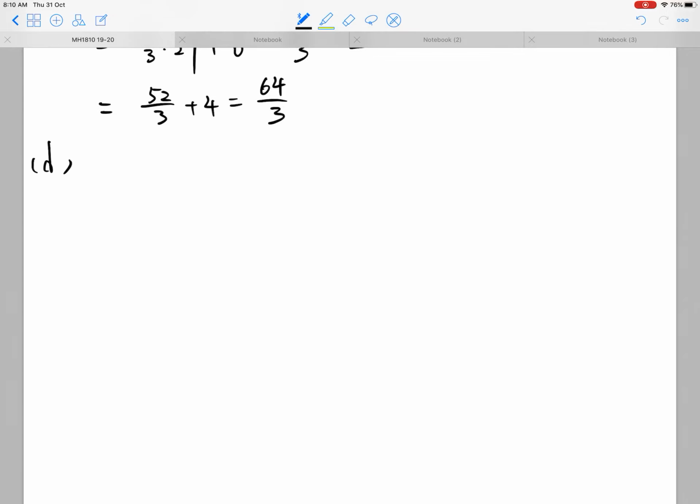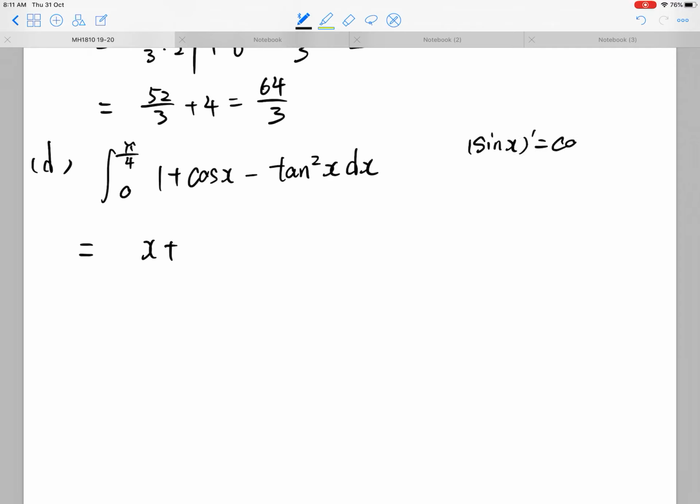Part D. It's integration from 0 to pi over 4 of 1 plus cosine x minus tangent x squared. Okay, so first, what function's derivative is 1? It's going to be x, right? And what function's derivative is cosine x? Because sine x's derivative is cosine x. Okay, so this part is sine x.